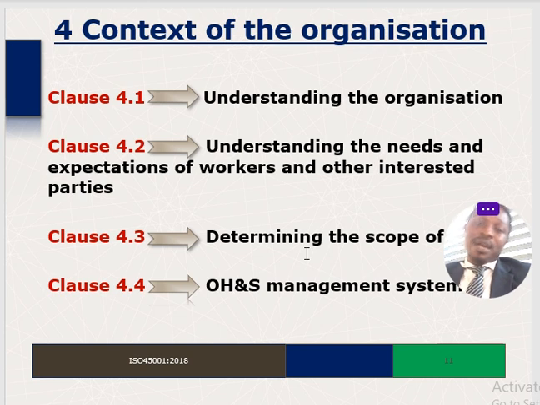This is the clause that has to do with the auditing. So the first one is the context of the organization. If you come to the context of the organization, you have sub-clauses: 4.1, 4.2, 4.3, 4.4. 4.1 talks about understanding the organization and its context. 4.2 talks about understanding the needs and expectations of workers and other interested parties. 4.3 talks about the scope of the management system, and 4.4 talks about the management system itself.